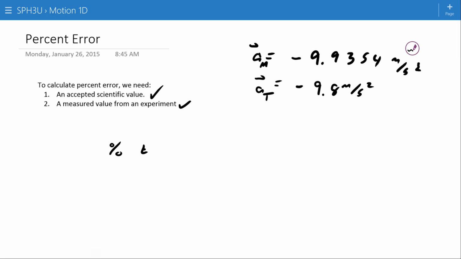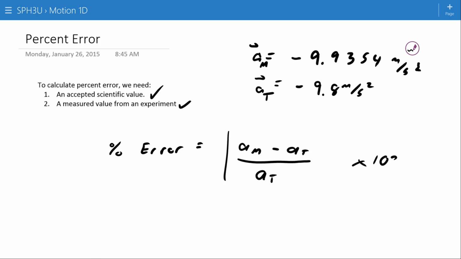Percent error is equal to the measured value minus the theoretical value divided by the theoretical value. Some people will put this times 100% if you like to see that. I don't always write it, but it's there if you want it. Some people will put that in absolute values. If you're only interested in how far away you are from what's accepted, then the absolute value makes sense to me.